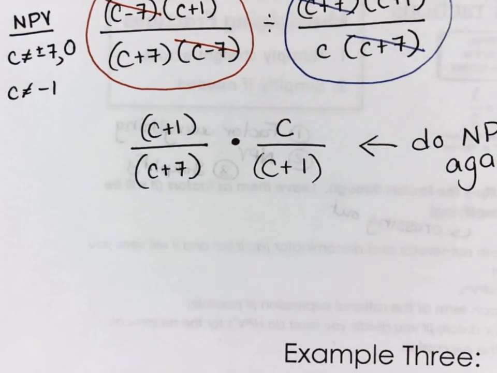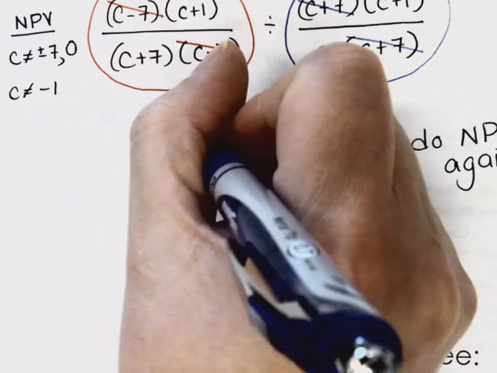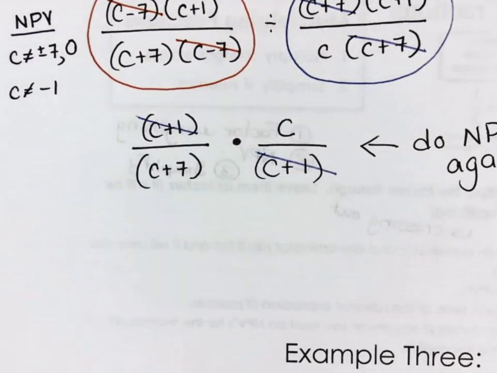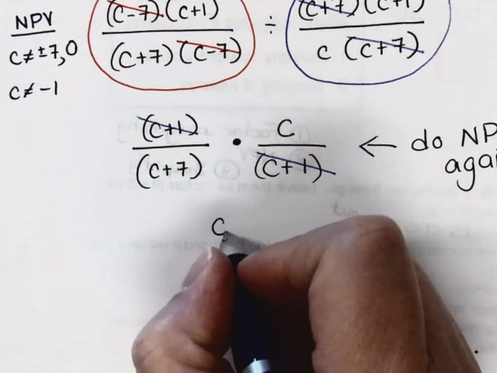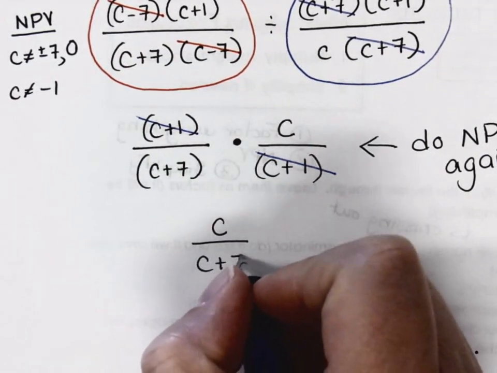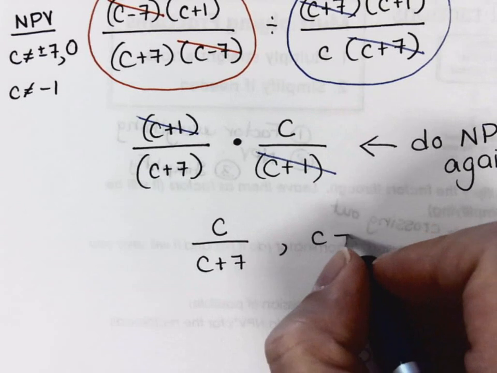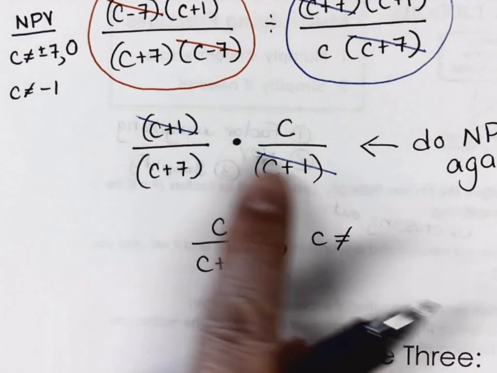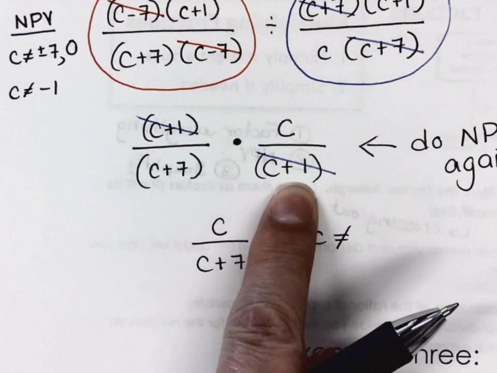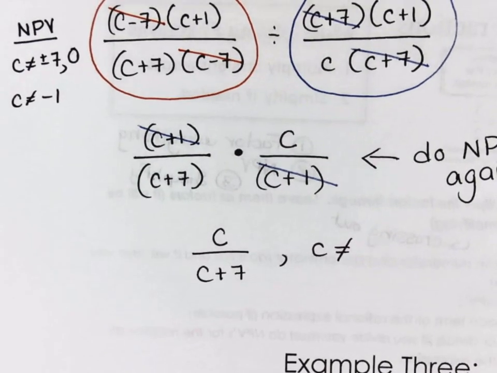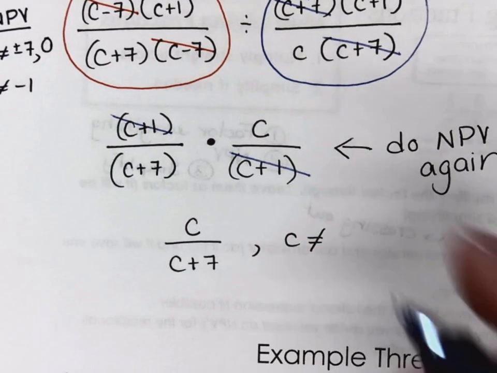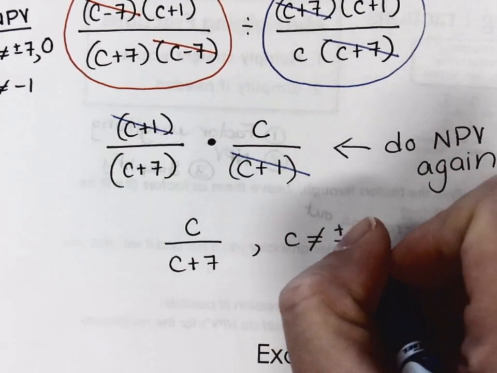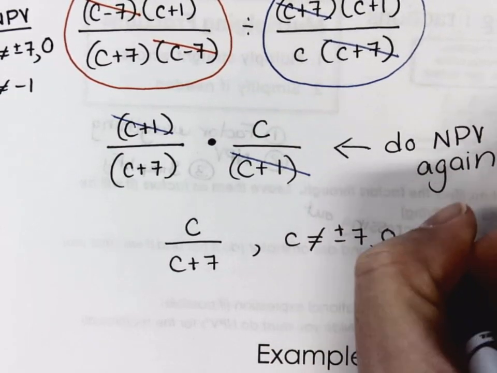Okay. So I've done my NPVs. Now I'm going to go ahead and simplify because it's easy peasy. Those cancel each other out. And I'm left with C over C plus 7, where that's a C plus 1 and that's a C plus 1. We good? Okay. So C cannot equal plus minus 7, 0, and negative 1.